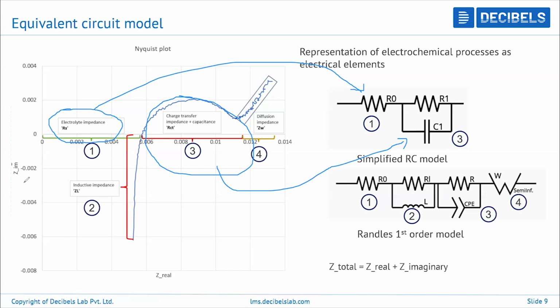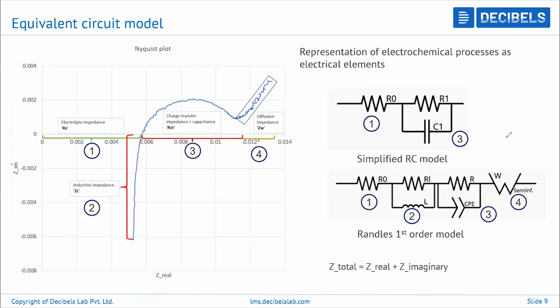But this model doesn't exactly do justice to the complexity that is being represented here by the Nyquist plot. So therefore, we use another approach which is called Randall's first order model. Randall's first order model is basically a much more elaborate model. It even introduces the concept of inductance, okay, which is represented by this region number 2. Okay, and then you can see that there is a change here in region 3.